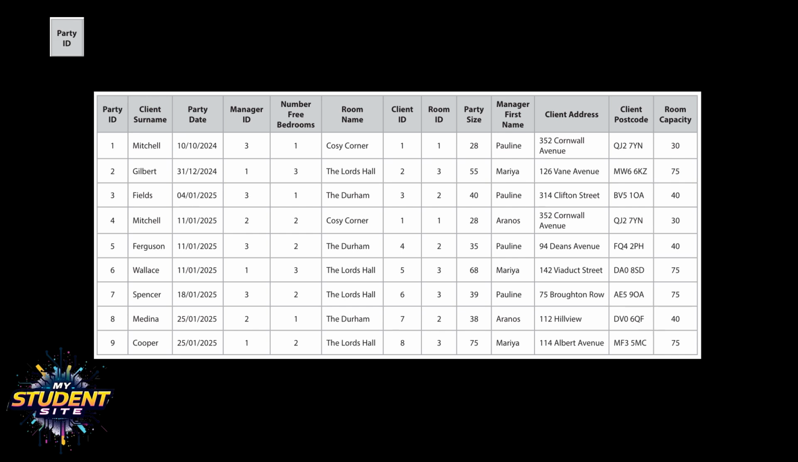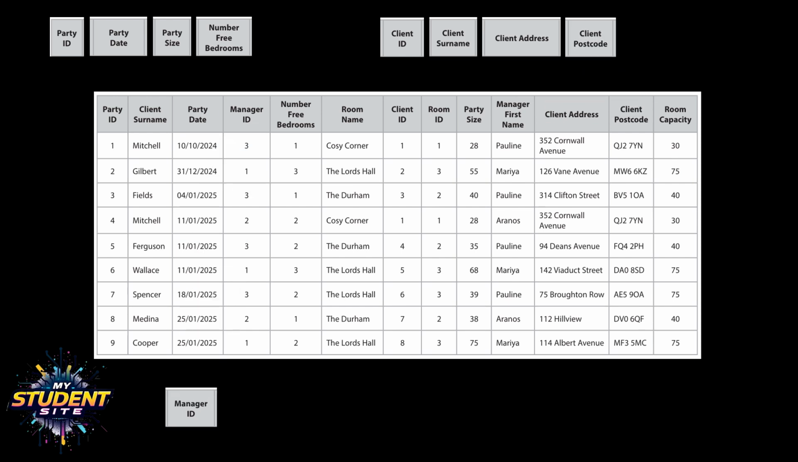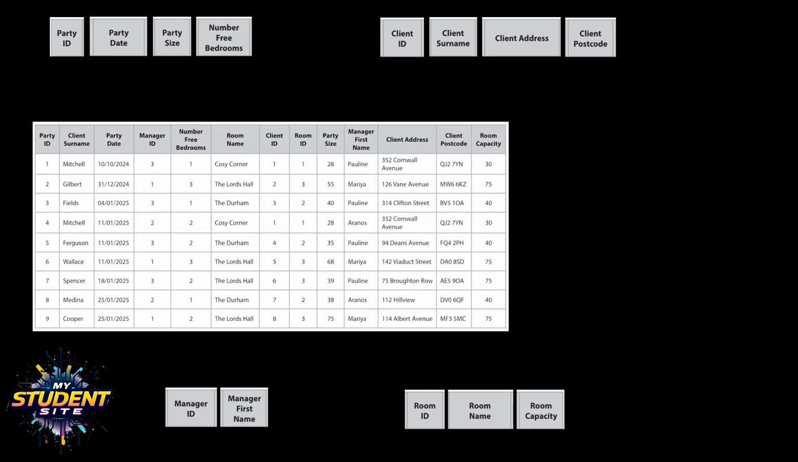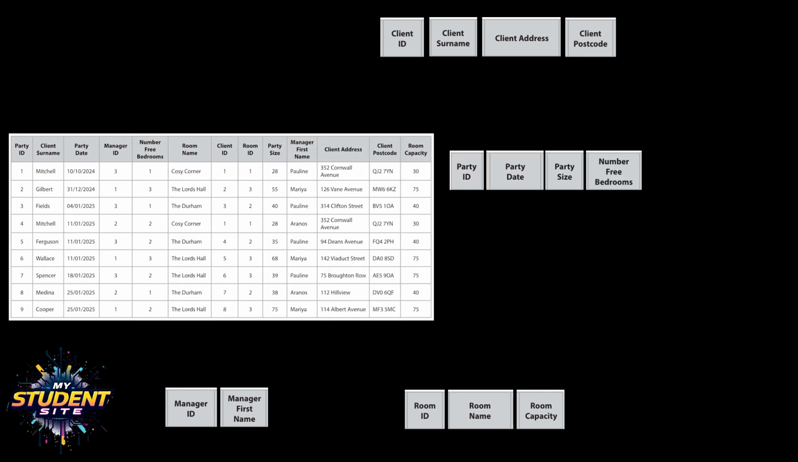First, we're going to take out all of our IDs and separate them into the tables that we need. So party ID, party date, party size, number of fee bedrooms will make up one table. Client ID, client surname, client address, and postcode will make up another. And manager ID, manager first name. And then finally, in the table for room, room ID, room name, and room capacity.